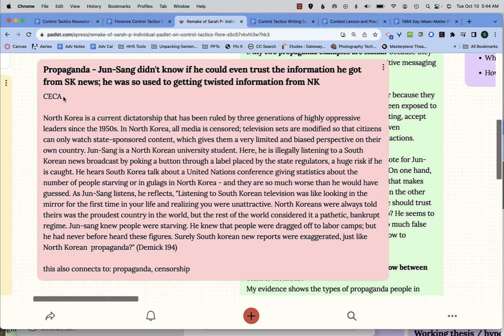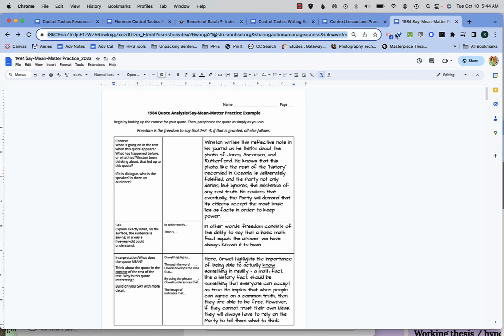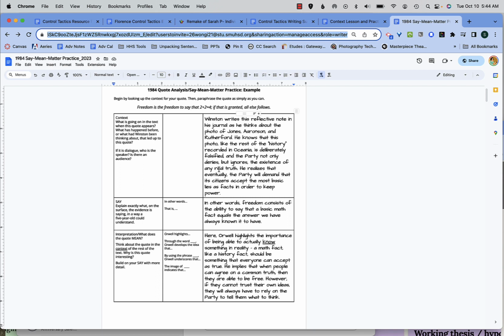My next job is to write analysis, and my analysis is a say, mean, matter. Remember that we know how to do say, mean, matter from this exercise that we did in English class, and we also used this last year. In my say, I need to explain exactly what on the surface the evidence is saying as simply as I can. Then I need to do an interpretation. What does this mean? And then finally, I need to do a matter. How does this build my argument in my paper overall?